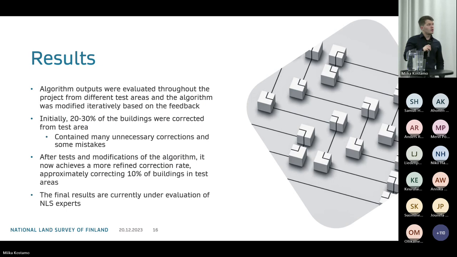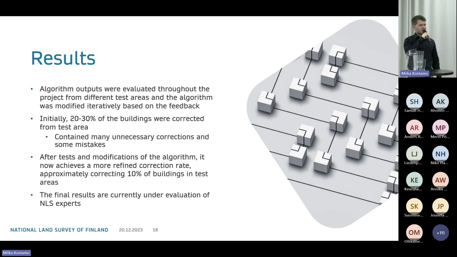And here's a little bit about the results. The algorithm outputs were evaluated throughout the project from different test areas. And we iteratively changed the algorithm based on the feedback that we got from the evaluations. One of the first feedbacks was that the algorithm gives way too many small changes that are unnecessary in most cases. Initially it provided 20 to 30% of the buildings that were corrected from the whole test area.